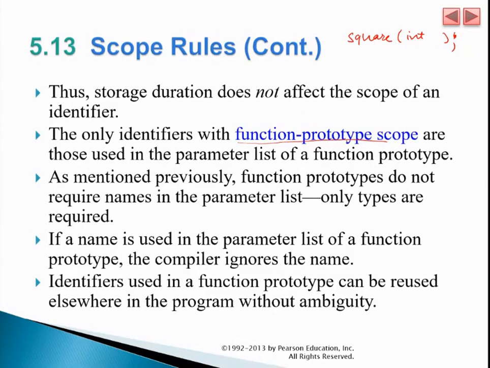The function prototype scope applies to names used in the parameter list of a function prototype. As mentioned previously, function prototypes do not require names in the parameter list; only types are sufficient. If you use the name, the compiler actually ignores that name, so there is no existence of this name. If you write x, it is equivalent to writing nothing. The scope of this x is only inside the function prototype, nowhere else.